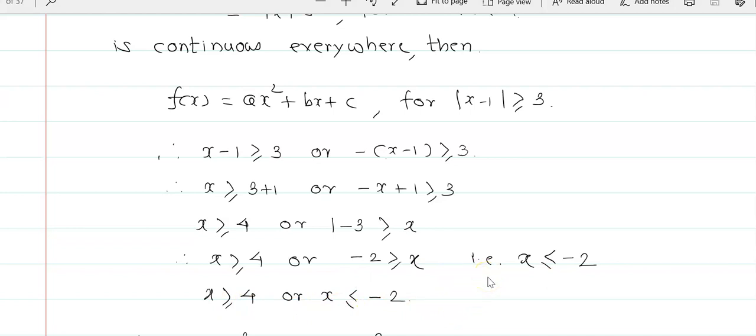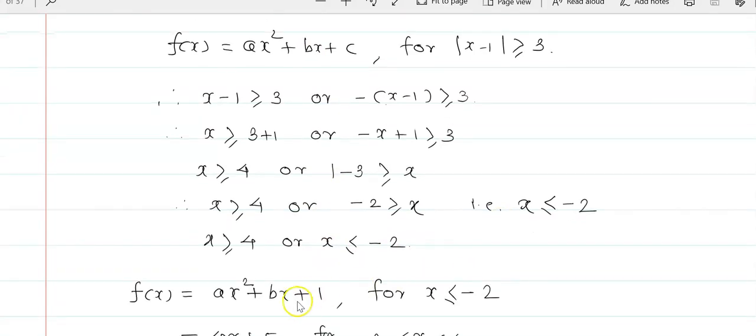Then what type of function will it be? For this type of function f(x) = x² + bx + c, if we evaluate this, then we get two types of values of x. One is x ≥ 4, when this function exists, and another is x ≤ −2. Therefore, f(x) = x² + bx + 1 for x ≤ −2. And what about the next?